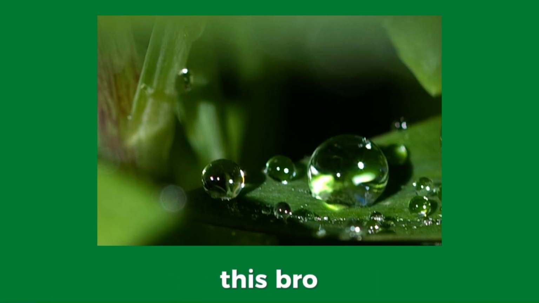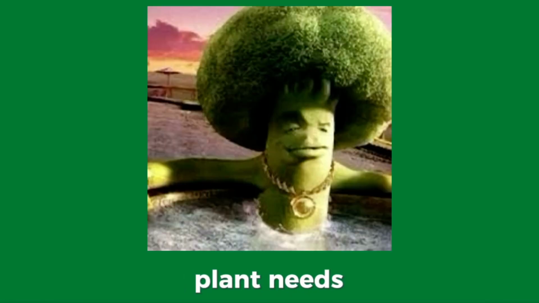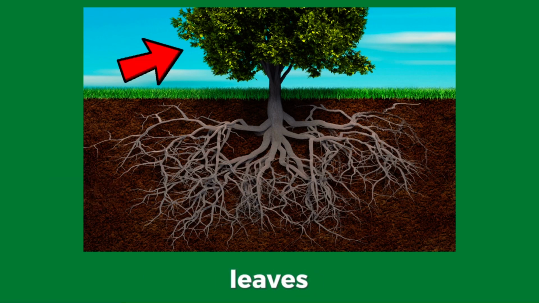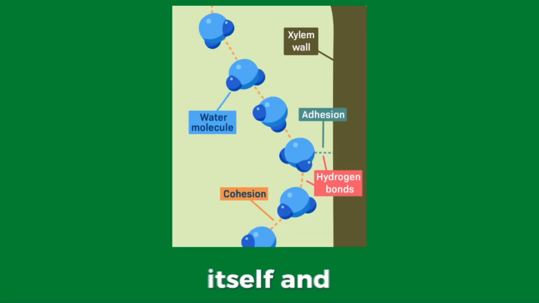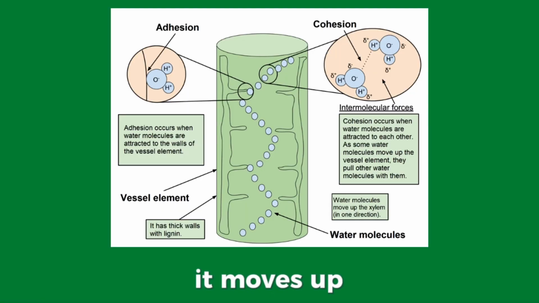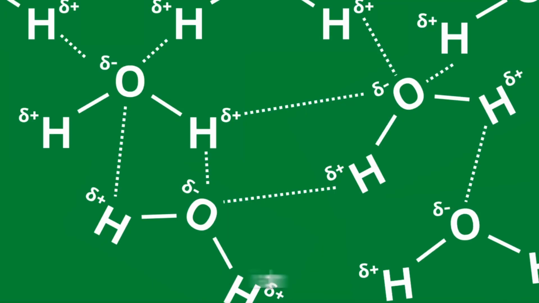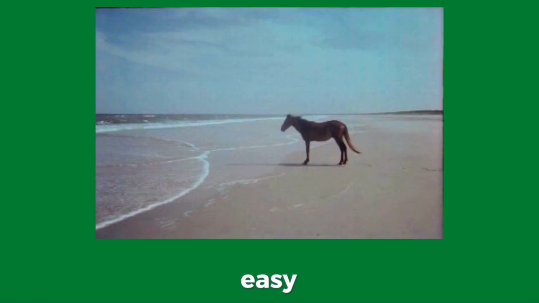And you gotta learn this. Say, for example, a plant needs to take water from the roots all the way up to the leaves. I know that's very boring, but imagine how it would do it. The water sticks to itself and therefore it moves up in a column. Because if it didn't stick to itself, it would just break apart and fall off. But because it sticks to itself, it moves up in a column and it makes transporting water very easy.